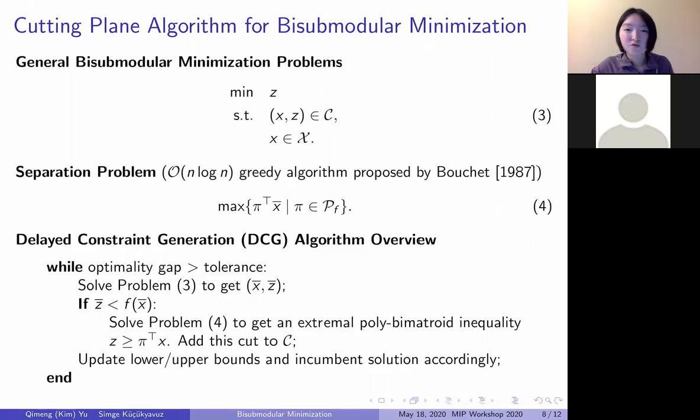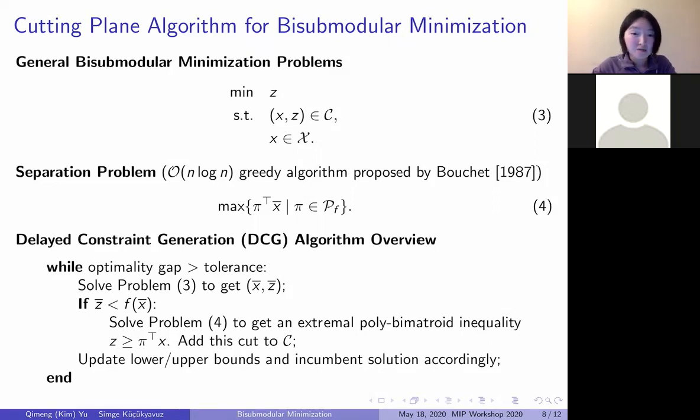We can use the extremal polymatroid inequalities to develop a cutting plane algorithm for general bisubmodular minimization problems. They don't have to be unconstrained anymore. Such problems can be written as problem 3, where C is a set of inequalities giving a piecewise linear approximation of the function value, and X is a set of constraints on the characteristic vector x. It can include any constraints, including cardinality or knapsack constraints.